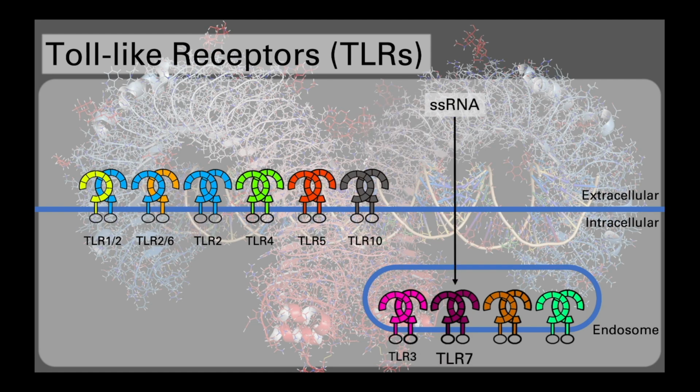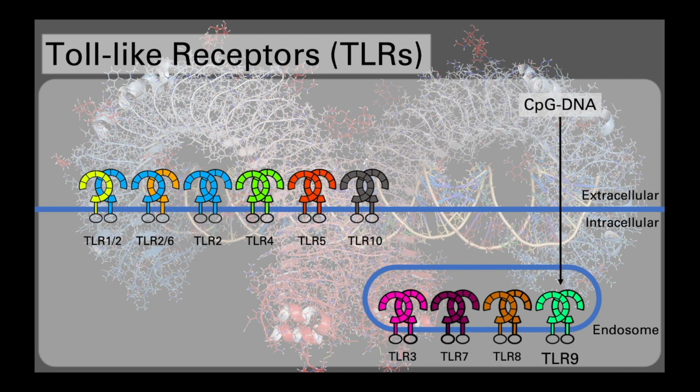TLR7 recognizes viral single-stranded RNA, so it's important in the defense against COVID-19. TLR8 can respond to viral and bacterial RNA, while last but not least, TLR9 binds CpG DNA, which is unmethylated DNA found in viruses and bacteria. As noted, location is important with pattern recognition. Our own DNA can trigger an immune response if it is found in the cytosol of a cell, as it should be contained within the nucleus.